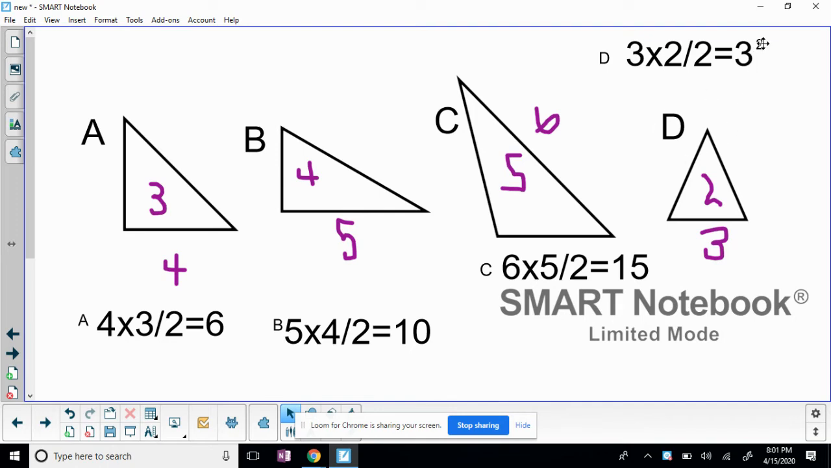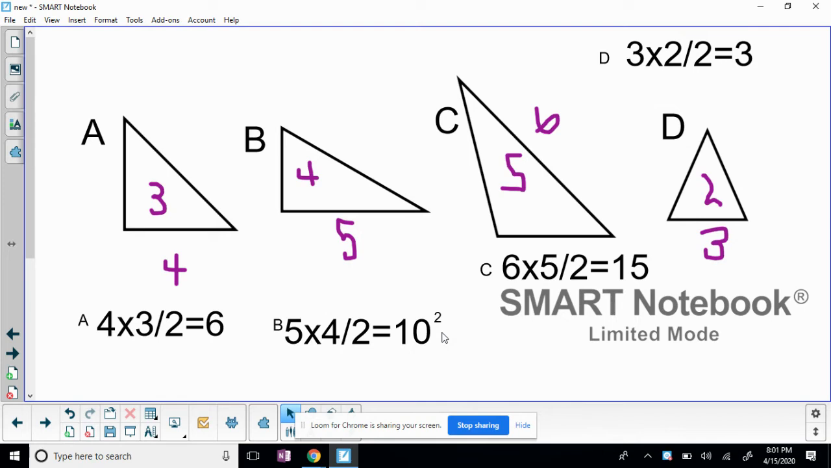Okay? And there should be centimeters squared on all of them. Okay? Because it's still 2 measurements.